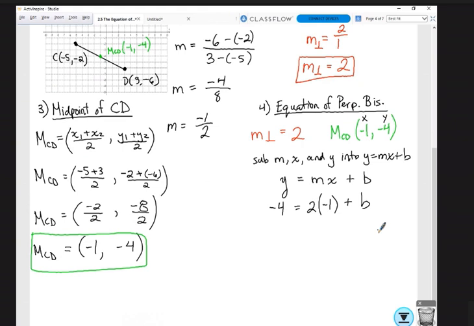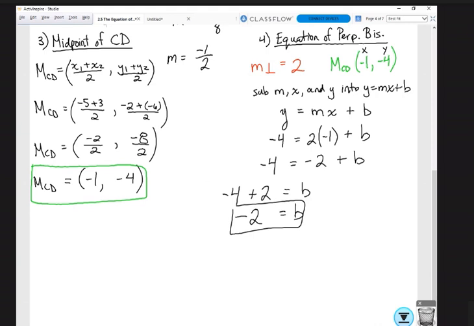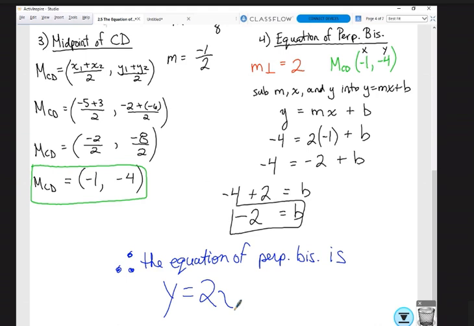And here we go, we're almost done. -4 equals -2 plus b. -4 plus 2 equals b. And -2 equals b. Therefore, here we are, the grand finale. Therefore, the equation of the perpendicular bisector is y equals 2x minus 2.